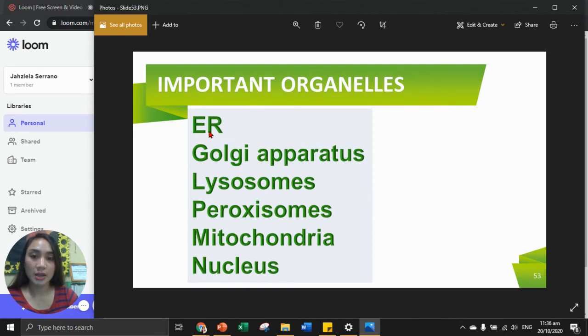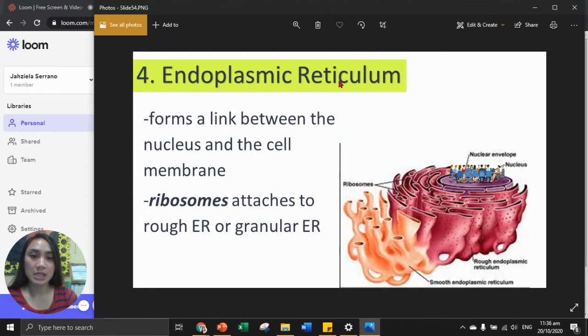Let's start with the ER, which is the endoplasmic reticulum. It forms a link between the nucleus and the cell membrane.